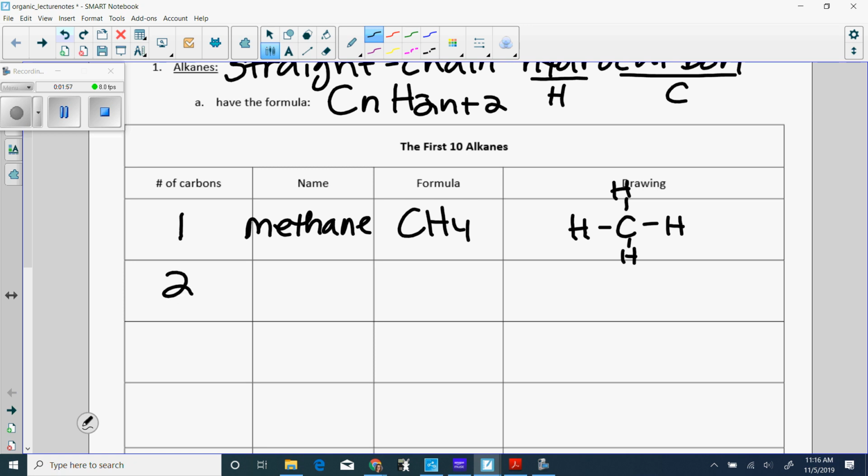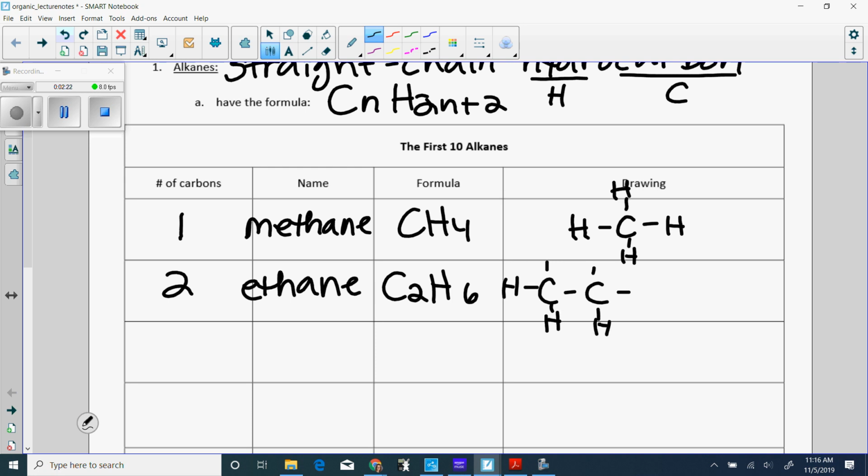If our carbon chain has 2 carbons in it, we call that ethane. And the formula is going to be C2H6. So that means we have a carbon bonded to a carbon. Each carbon gets 4 bonds. So that is where our 6 hydrogens come from. 1, 2, 3, 4, 5, 6.